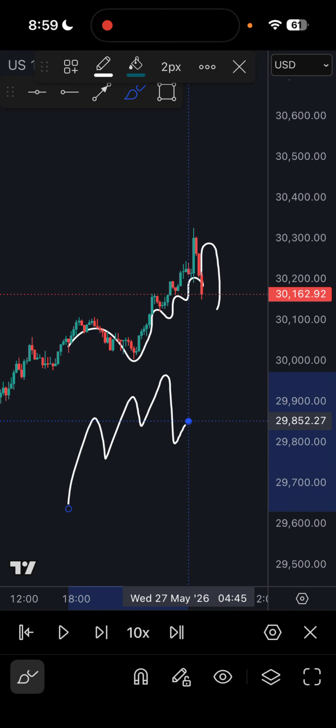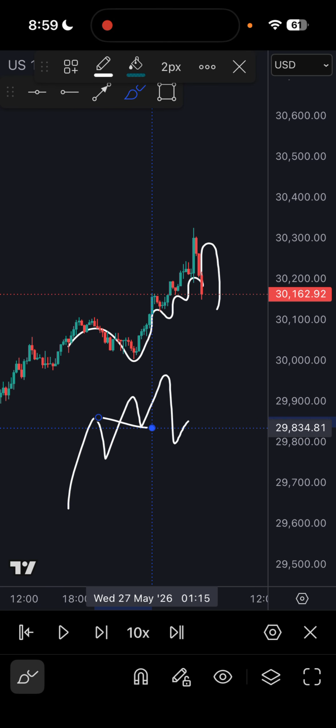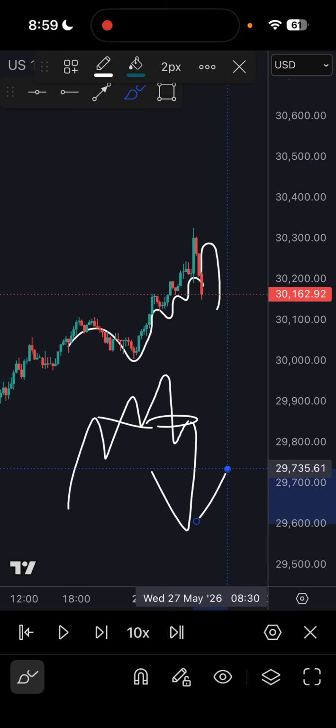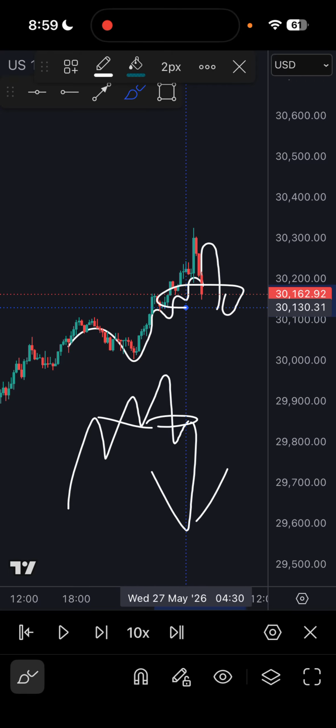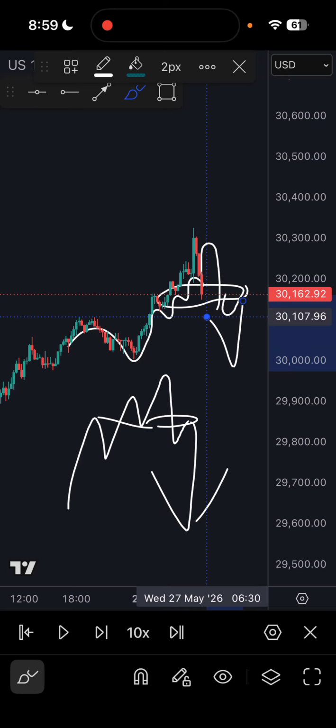We want to see it hold what was once support as resistance. We want to see it tap it over there, and we want to see it flush. So now, looking back at this chart, I want to see it basically hold resistance somewhere over here, and I want to see her flush.